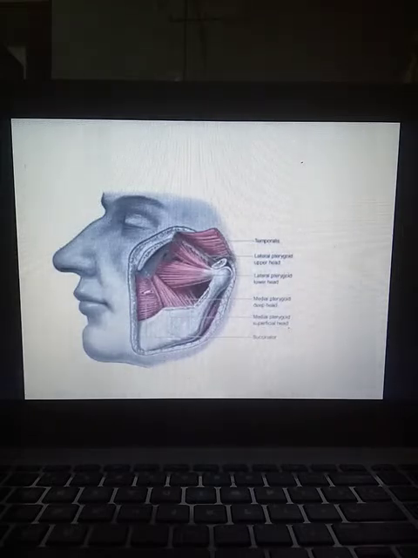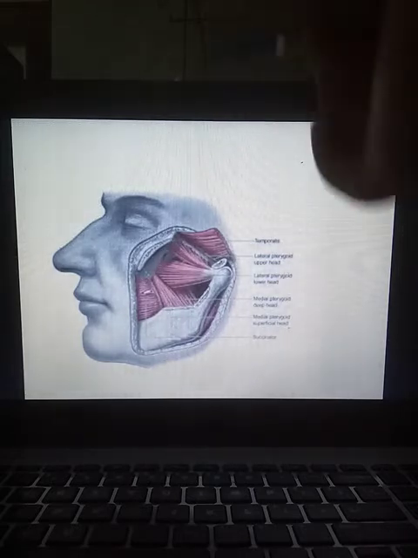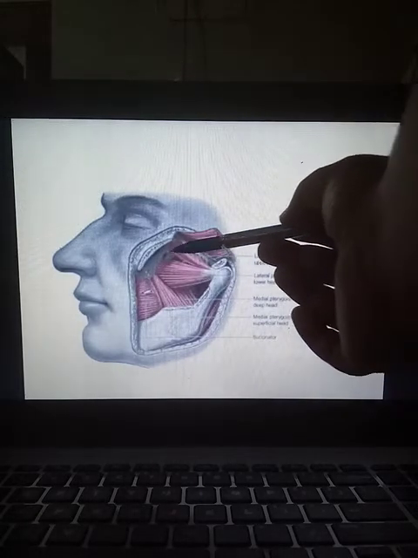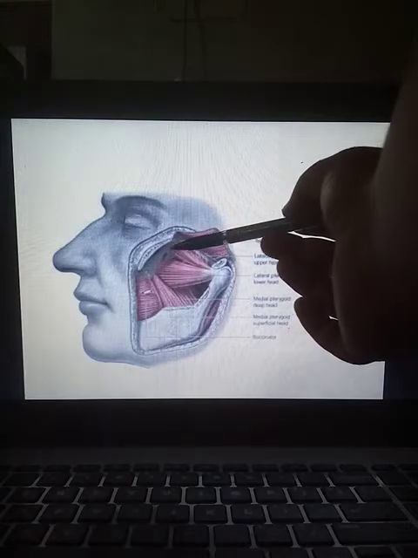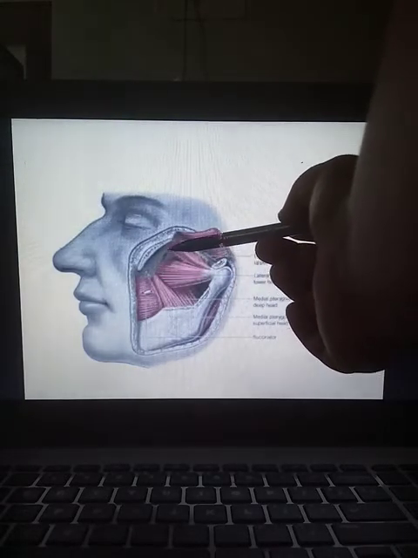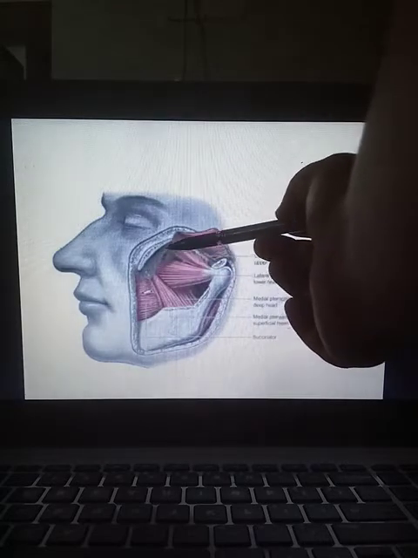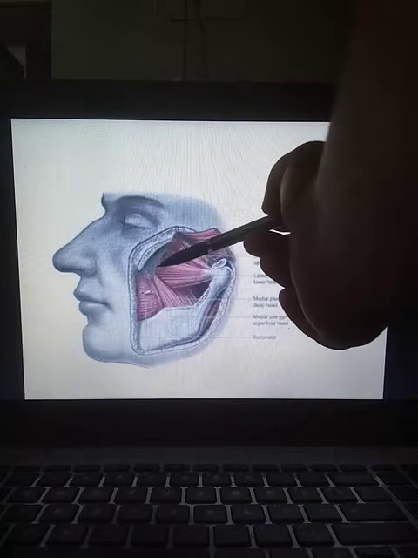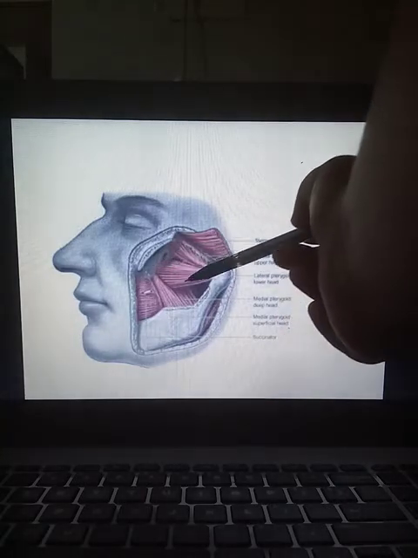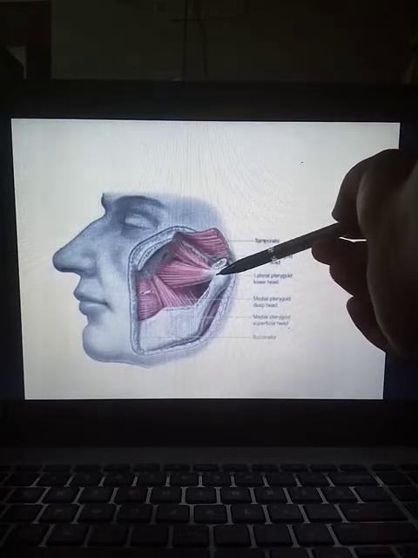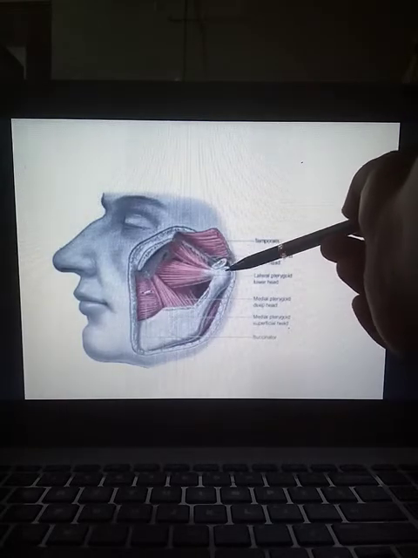So again I will repeat, your lateral pterygoid has an upper head and a lower head. The upper head arises from the infratemporal surface of the greater wing of the sphenoid, and the lower head arises from the lateral pterygoid plate. This is the lateral pterygoid plate; it has a lateral surface and a medial surface. From the lateral surface arises the lower head of the lateral pterygoid muscle. They will converge and will insert on the pterygoid fovea.